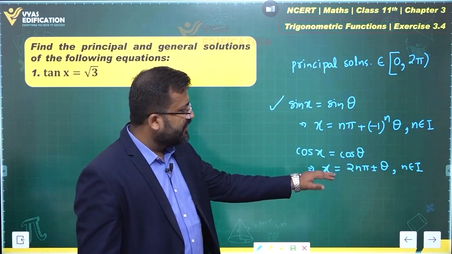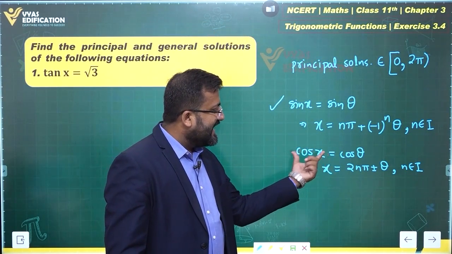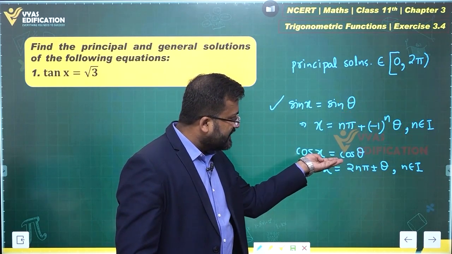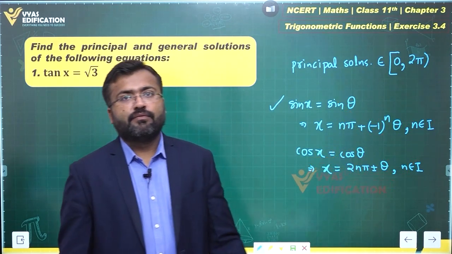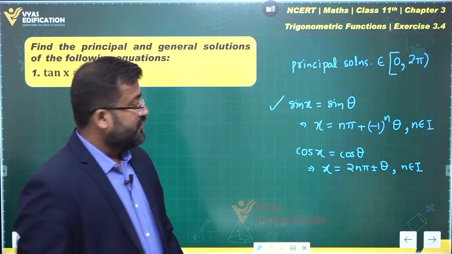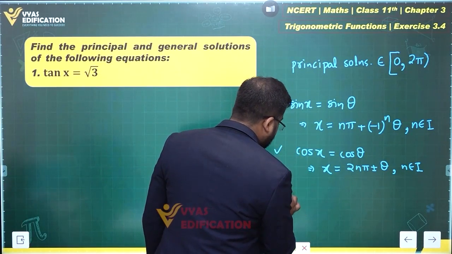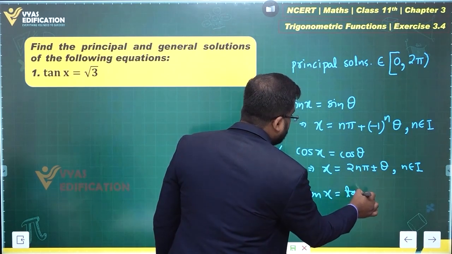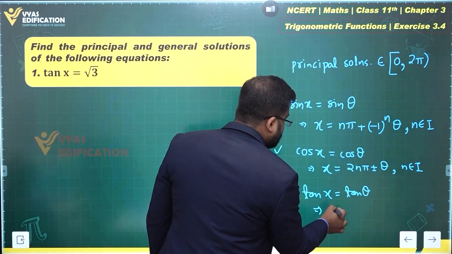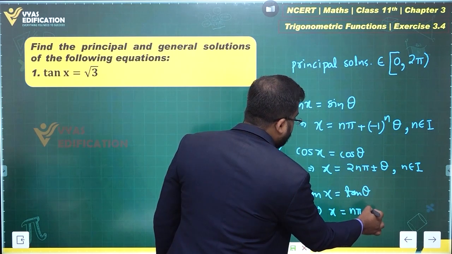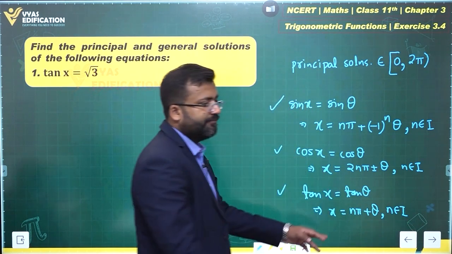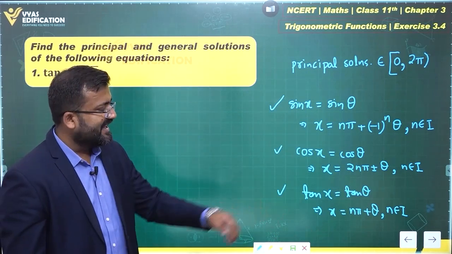Now this is a general solution. All values of x satisfying this equation will come from here, right? That is something which you should be aware of. Next, one more result related to tan: x equals n pi plus theta. Please observe, this is n pi plus theta, where n is any integer.